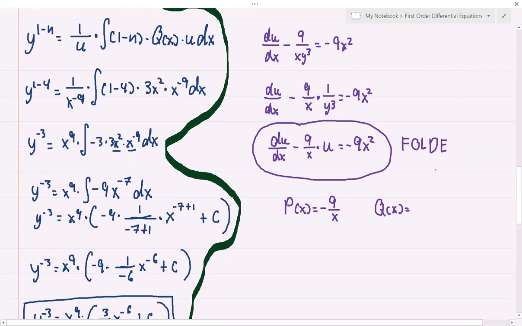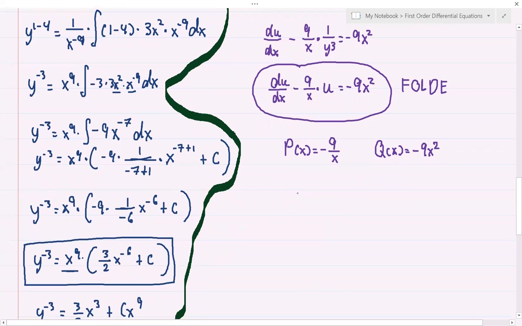If you still don't get how I got p of x, I recommend you watch these two practice videos about first order linear differential equations, integrating factor method. Next, your q of x is on the other side of the equation and acts as a function of x only, with no other variable. Since on the other side we have a function of x, which is negative 9x squared to be specific, this on the right side is your q of x, which is negative 9x squared.